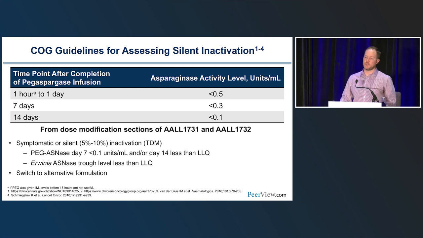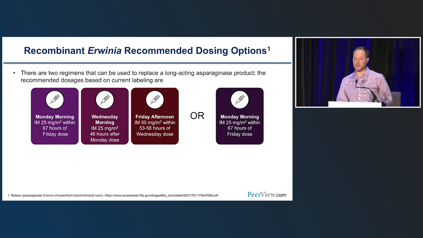So we know there's two regimens for recombinant Erwinia. If we have to use a different derived product, this is the product that is available in the U.S. We have these two different regimens that hopefully give people some options. They're listed here, the 25, 25, 50 on Monday, Wednesday, Friday. And below that dosing, you'll see it talks about 67 hours, 48 hours, 53 to 58 hours, right? And there's a question about that in this, and we'll address that. Or you can use the 25 milligrams per meter squared, and again with some specifics about timing.